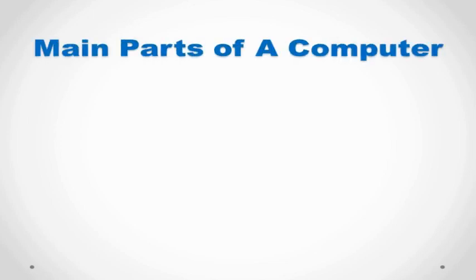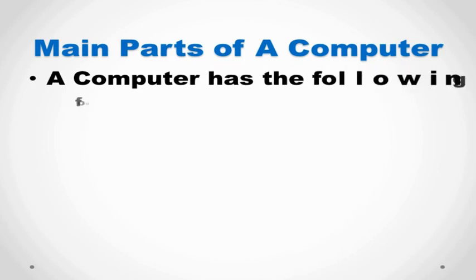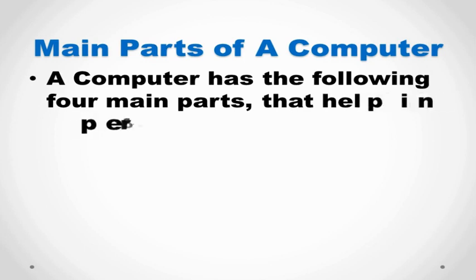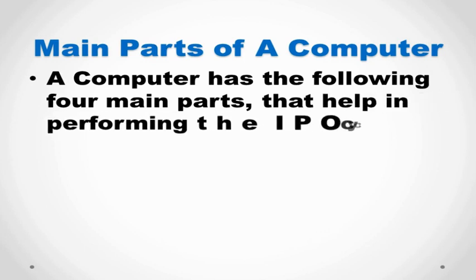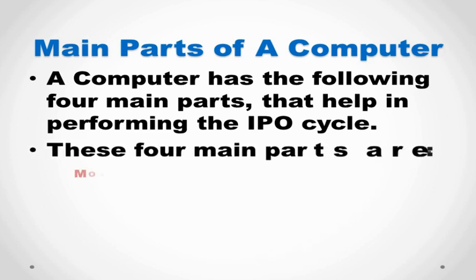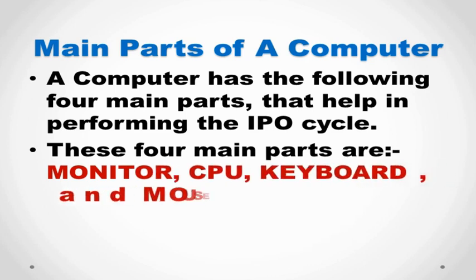Main parts of a computer. A computer has the following four main parts that help in performing the IPO cycle. IPO stands for input, process and output. Okay children? These four main parts are monitor, CPU, keyboard and mouse.